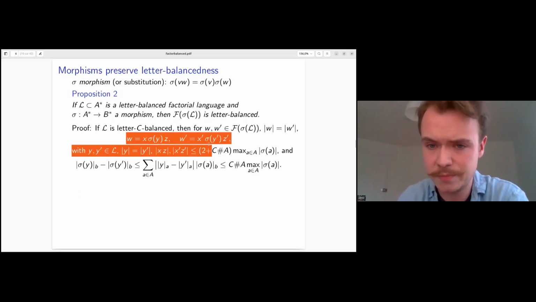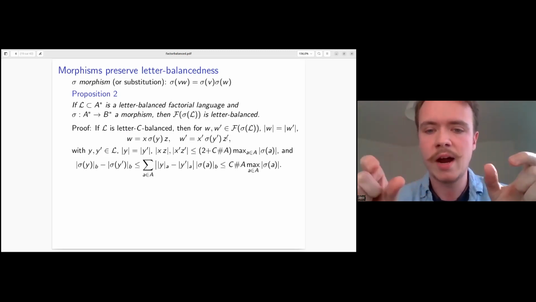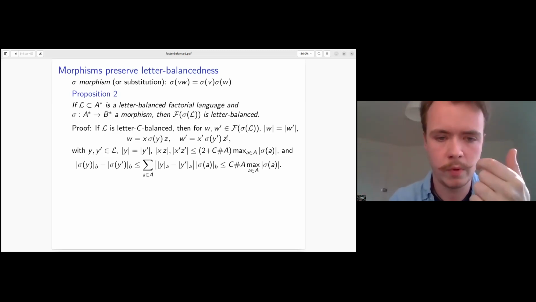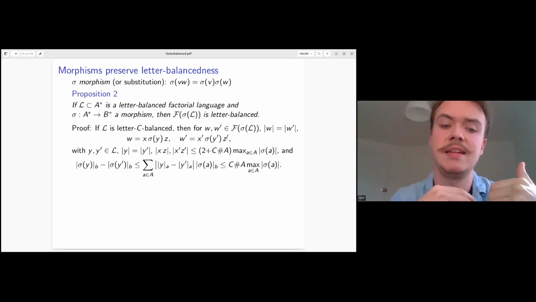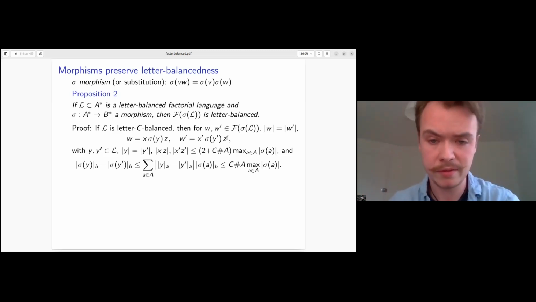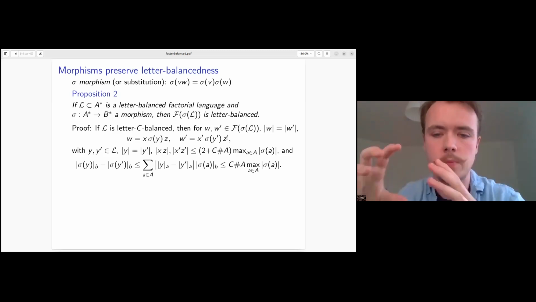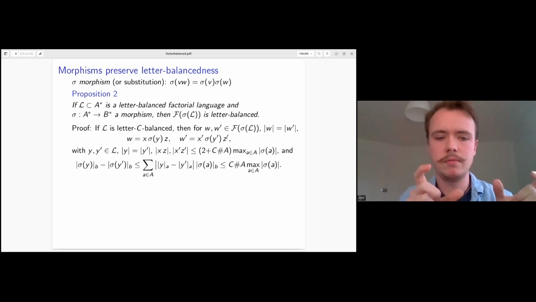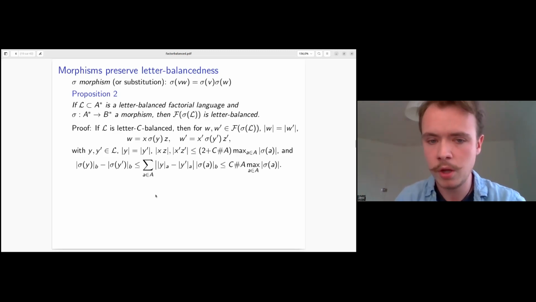There exists a cutting of both W and W prime, so that they have a central chunk called Y and Y prime of the same length, on which we will be able to apply the letter balancedness in L. And then the prefix and suffixes are of bounded length, and those bounds are independent of the length of W and W prime. And that is the main idea, because if it is independent, then the constant that we will have by counting the occurrences, for example, of a certain letter B in W will be bounded by the same constant.